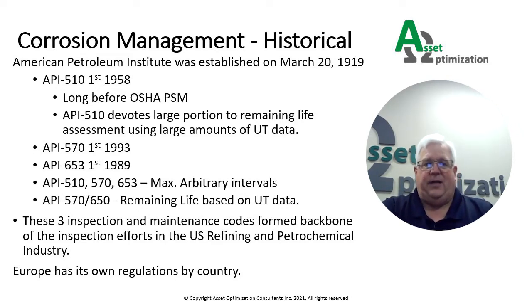The others, 570 for piping, and 653 for API 650 tanks, also have large concentrations of the standard emphasizing remaining life assessment using large amounts of UT data. All three of the standards use maximum arbitrary intervals of somewhere between 5, 10, 15, and 20 years as the longest inspection interval that you can have for a particular type of equipment. These three inspection codes form the backbone of the U.S.'s corrosion management efforts. Europe is a little different. Generally, their corrosion management efforts are codified in pressure vessel regulations by country.